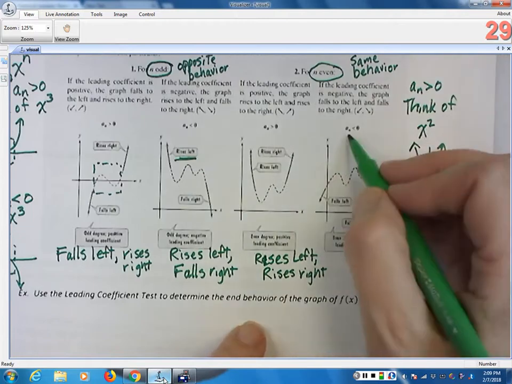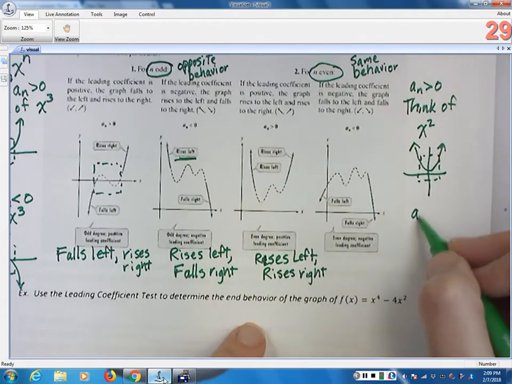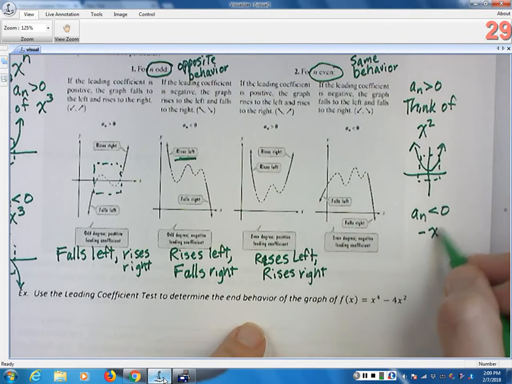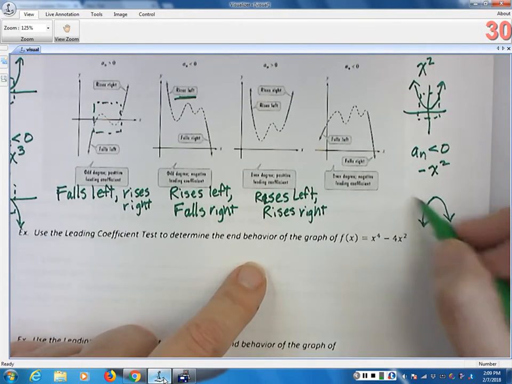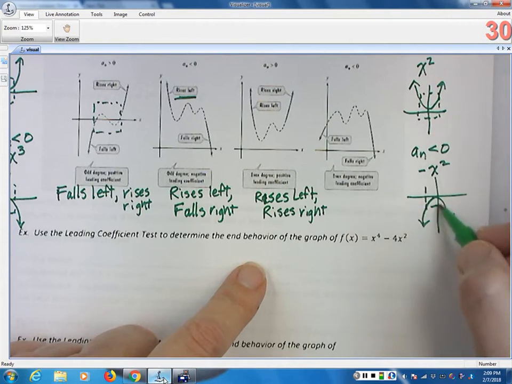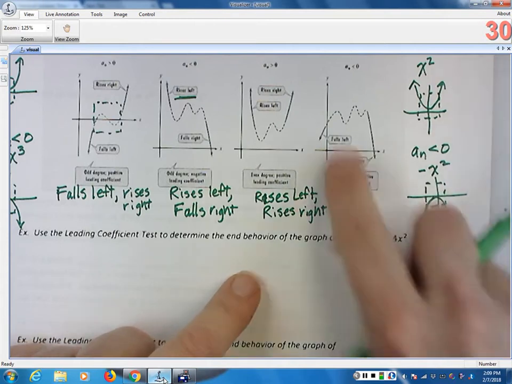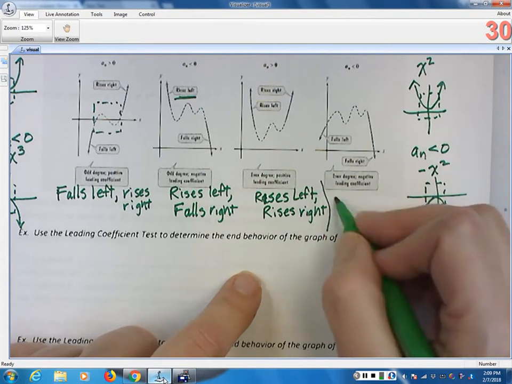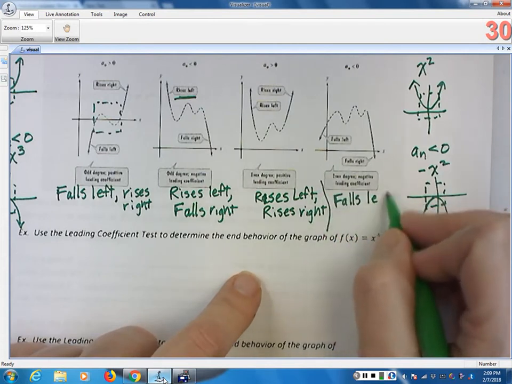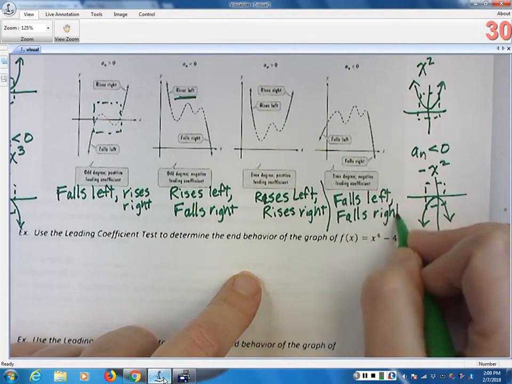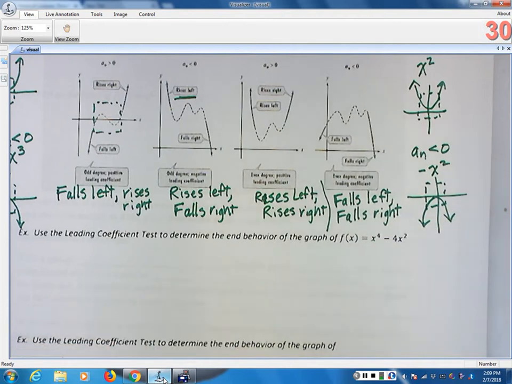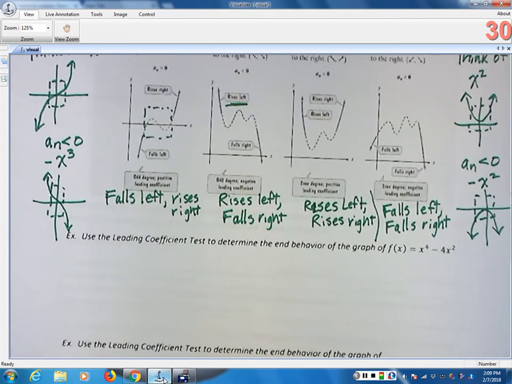If you have a sub n less than 0, think of negative x squared. We just flip that about the x-axis. Well, we don't know what's happening in the middle here, but the end behavior is that it falls left, falls right. So what we're getting at here is we're going to teach you how to make an approximate graph of these functions.